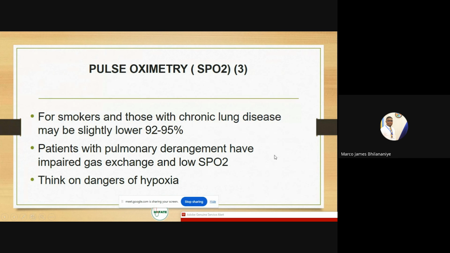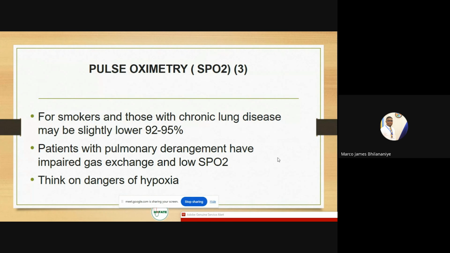So when we are talking about pulmonary derangement, we are talking about patients like asthmatic patients, those with aspiration pneumonia, bacterial pneumonia, acute respiratory distress syndrome (ARDS), pulmonary edema, and even pulmonary embolism also impairs the lung and leads to lung derangement. All of these will impair gas exchange, and the result will be low oxygen saturation. So you have to think about the dangers of hypoxia. One of the most dangerous effects of hypoxia is brain damage. This is very, very complicated.